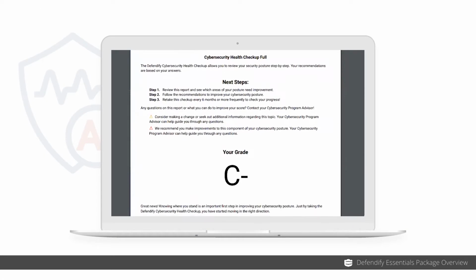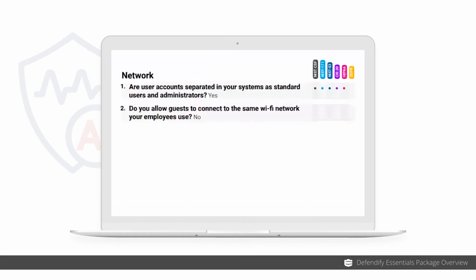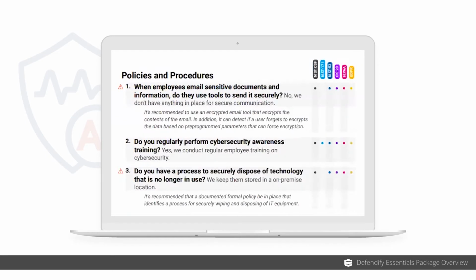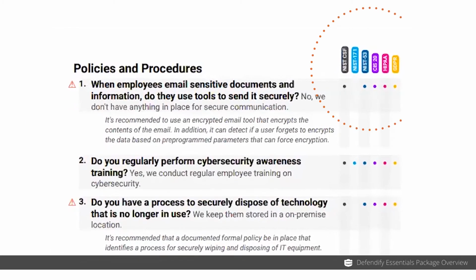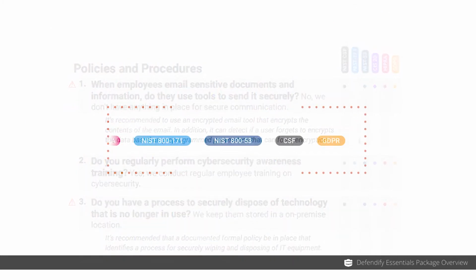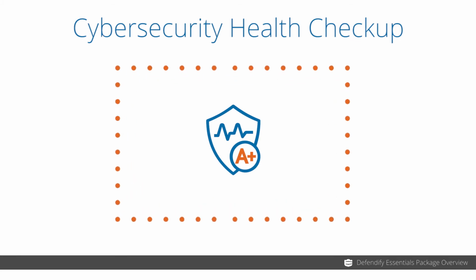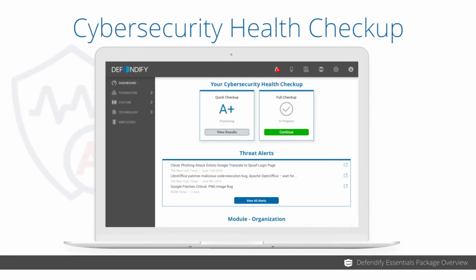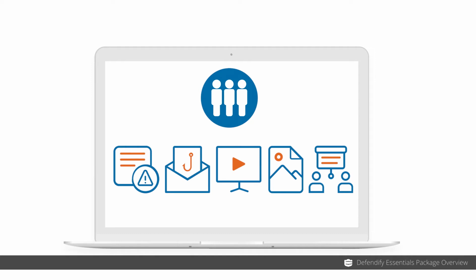This report provides you with a quick letter grade and outlines strengths and weaknesses in the categories of network, data, security, policies, procedures, and more. If your organization has compliance needs, the report will map your posture against cybersecurity frameworks such as NIST, Center for Internet Security, HIPAA, and GDPR. The Defendify Cybersecurity Health Checkup will inform you as to what changes need to be undertaken in a clear and easy-to-understand format. Culture is the next layer of the Defendify platform and includes 5 modules.